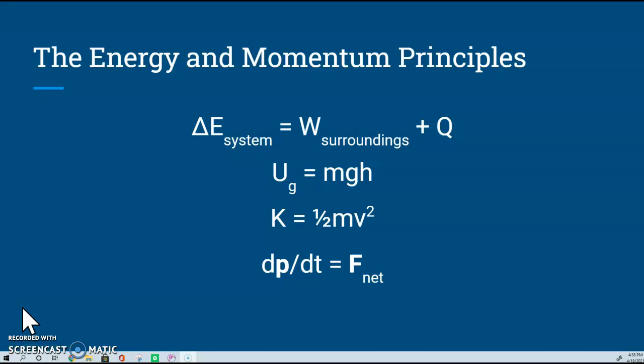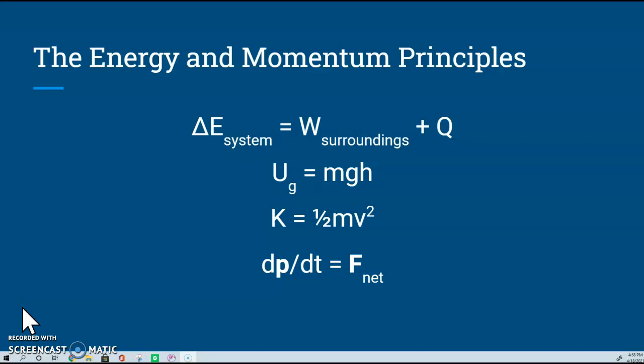First, I'll explain the energy principle and momentum principle as they apply to this lab. The energy principle states that the change in energy of the system is equal to the work done by the surroundings plus the heat. In this lab, we will not focus on Q. Also, essential equations for this lab are the gravitational potential energy, which is equal to the product of the mass, acceleration due to gravity, and the height, and the kinetic energy, which is 1/2 times the mass times velocity squared.